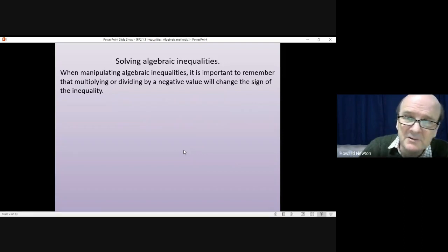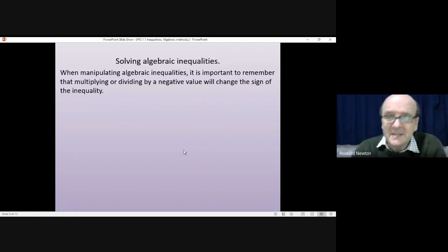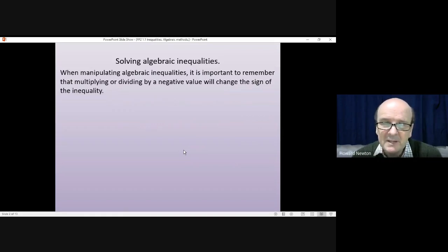When manipulating algebraic inequalities, it is important to remember that multiplying or dividing by a negative value will change the sign of the inequality. So if you have an inequality with greater than, if you multiply or divide by a negative value, that'll change to less than.